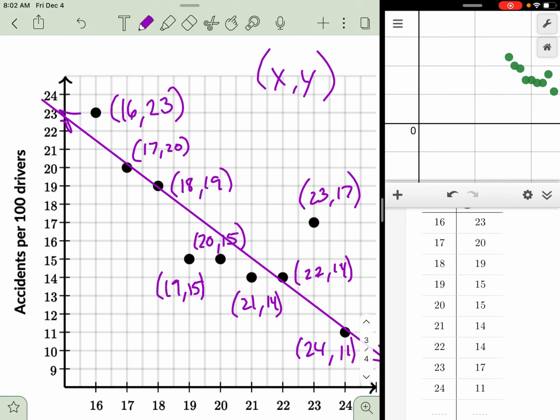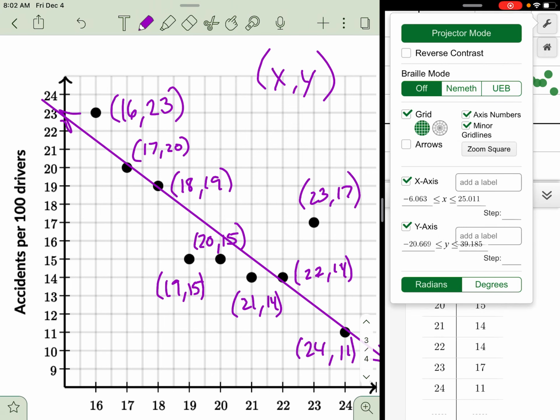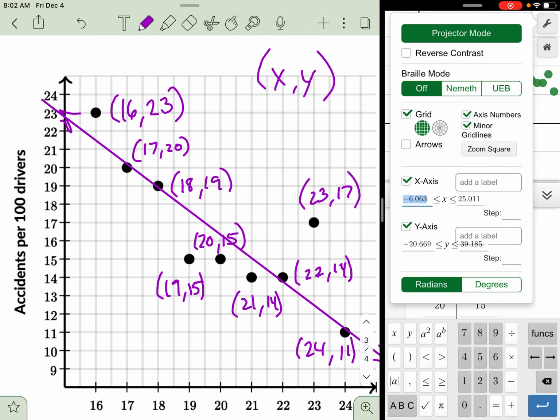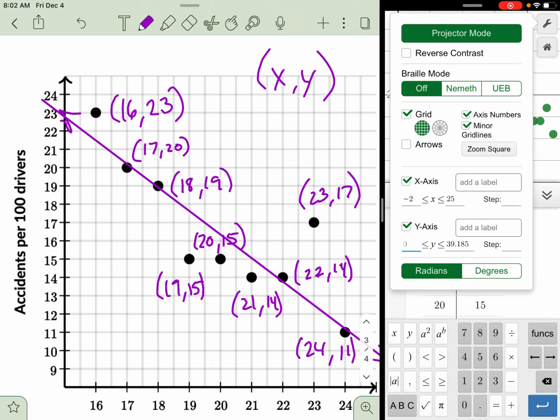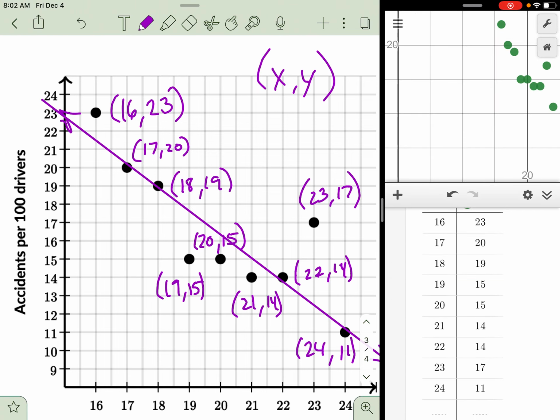I don't know that we need it to be 50. Okay, so I'm going to go back to the tool, or the wrench right there, and I think we can go from -2 to 25, and that should be good. And then y-axis, let's go from 0 to 25. Okay. So that includes all of our points.